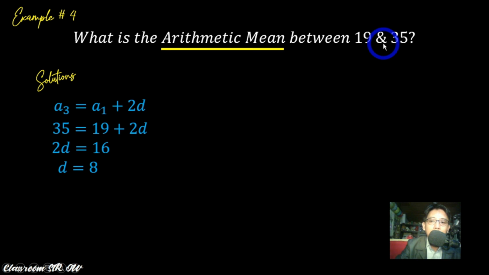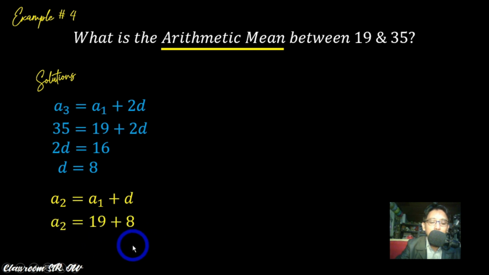So we are looking for the term in between 19 and 35, so therefore that would be the second term. So a sub 2 is equal to a sub 1 plus d. Substituting a sub 1, which is 19, and the common difference, which is 8, that is 19 plus 8. Our a sub 2 is 27.